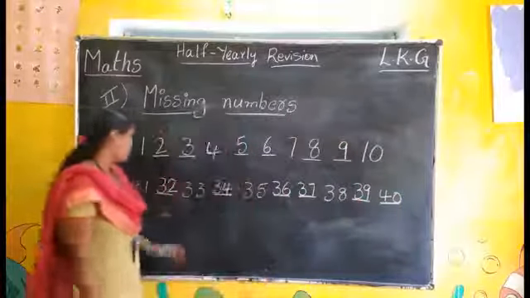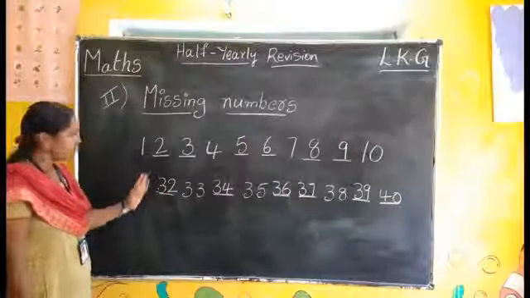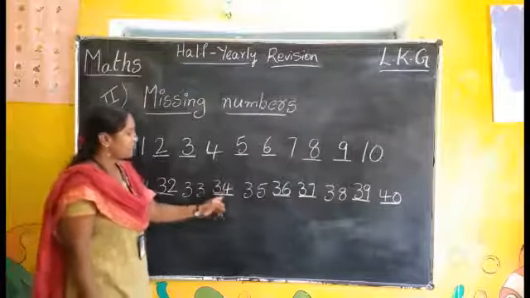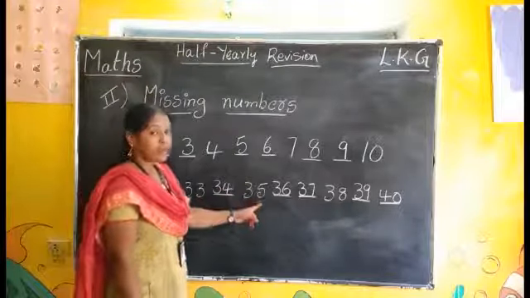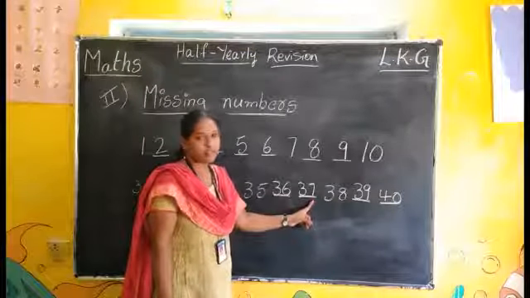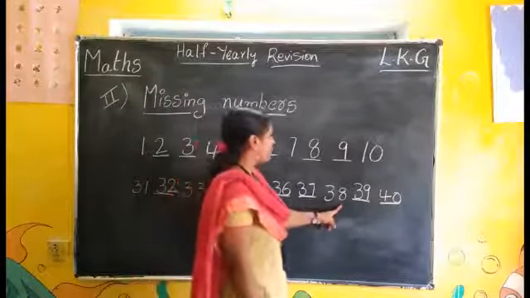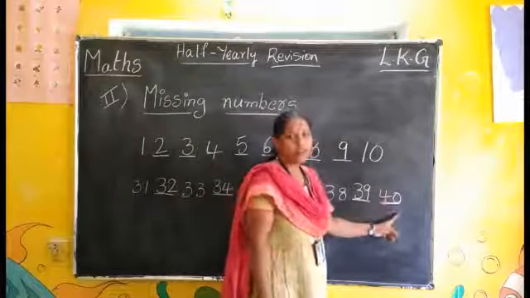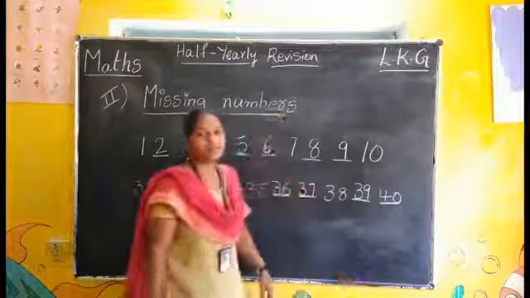4, 0, 40. Once repeat children. 3, 1, 31. 3, 2, 32. 3, 3, 33. 3, 4, 34. 3, 5, 35. 3, 6, 36. 3, 7, 37. 3, 8, 38. 3, 9, 39. 4, 0, 40. Okay children.